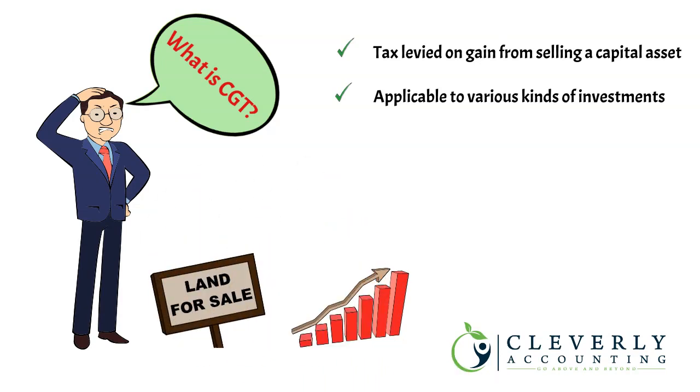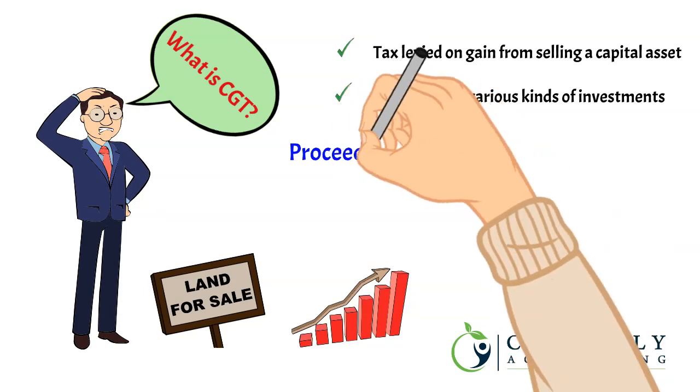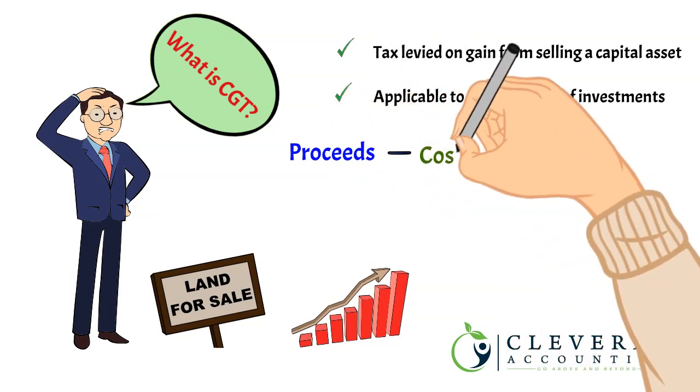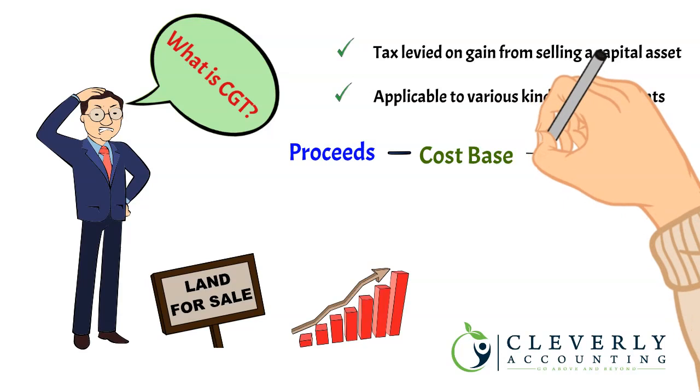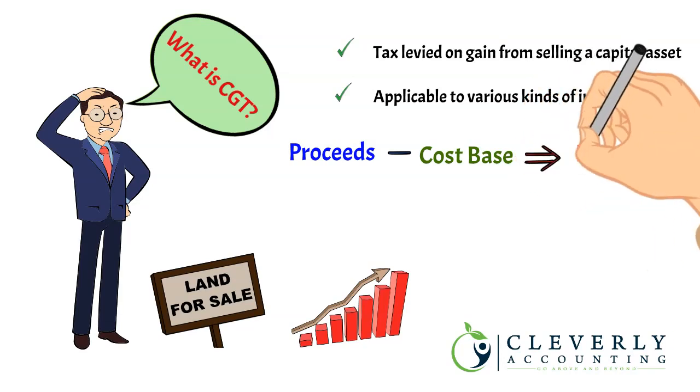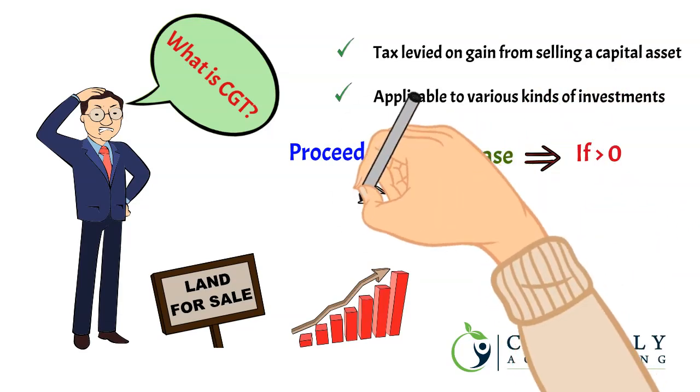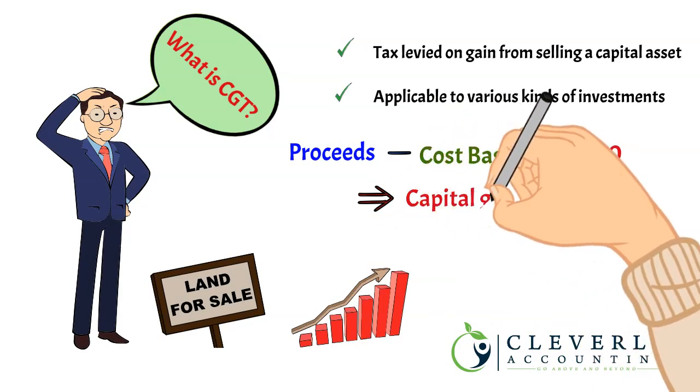To calculate the capital gains, you take the proceeds received from selling the asset and subtract the amount you paid for it, which is known as the cost base. If the proceeds are greater than the cost base, you've made a capital gain.